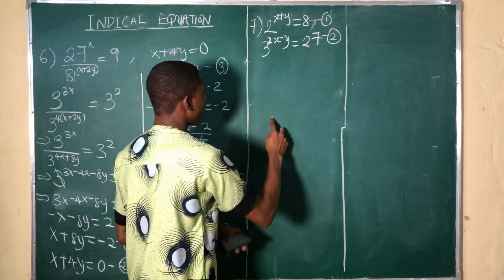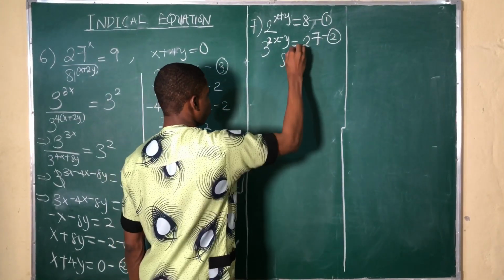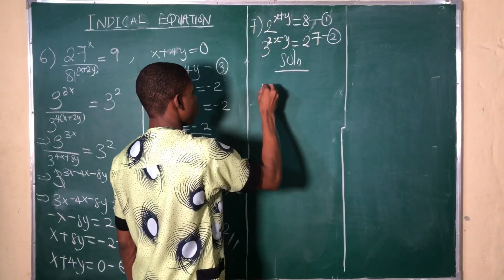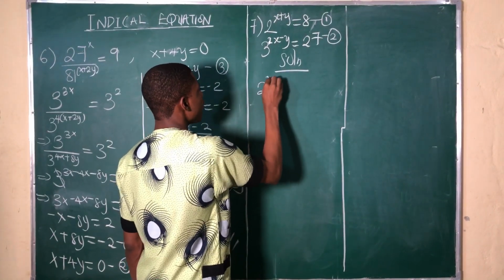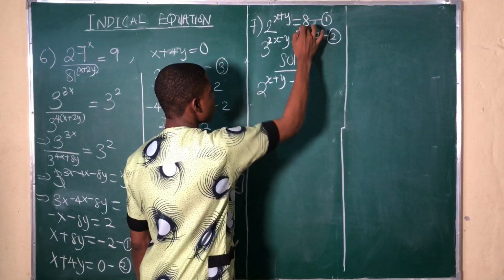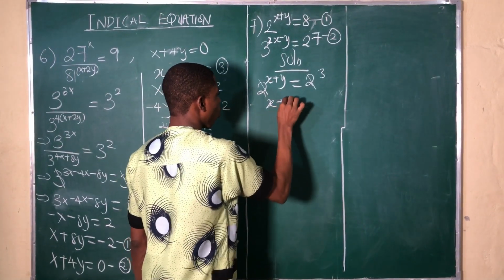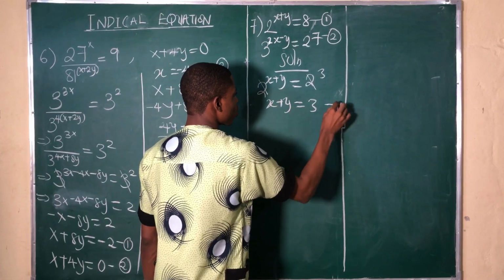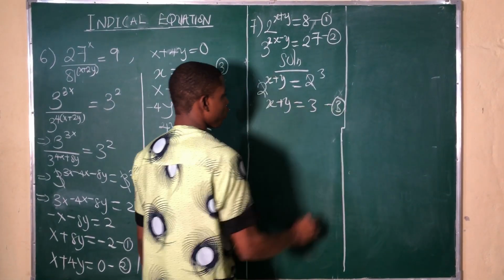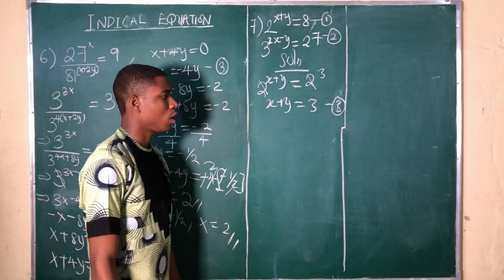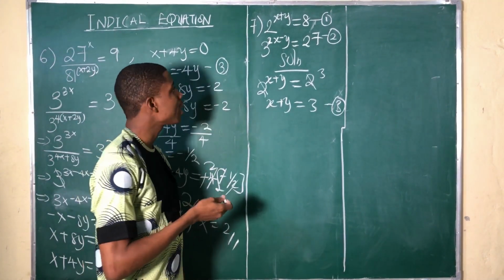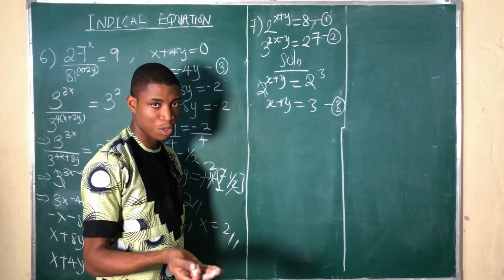So we're starting from equation 1. Let's have the solution. We have 2 raised to the power x plus y. Of course, 8 is 2 raised to the power 3. This will cancel this. You have x plus y is equal to 3. So let's call this equation 3. Of course, we have made one of the equations look like a linear equation.